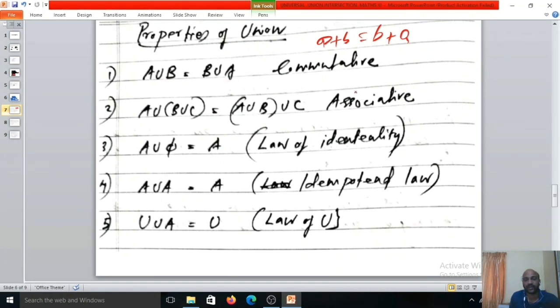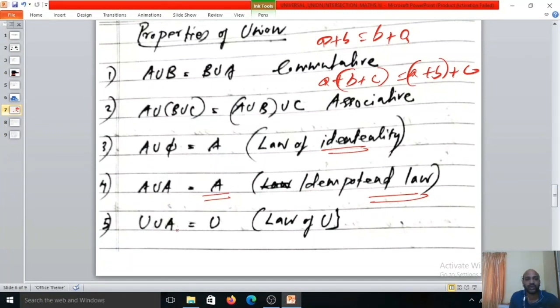Then associative property. Associative property for numbers is this one: (A plus B) plus C will be always equal to A plus (B plus C). So here operation is union. Therefore (A union B) union C equal to A union (B union C). Then A union null set will be always equal to A because null set does not contain any element. This law is called law of identity. Then A union A equal to A. That law is called idempotent law. Idem means same. We'll get the same element.